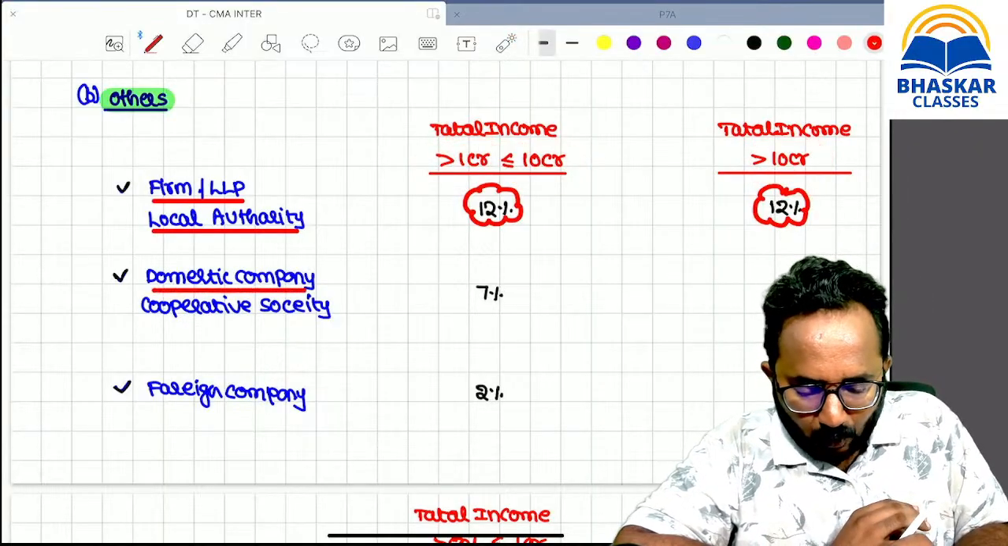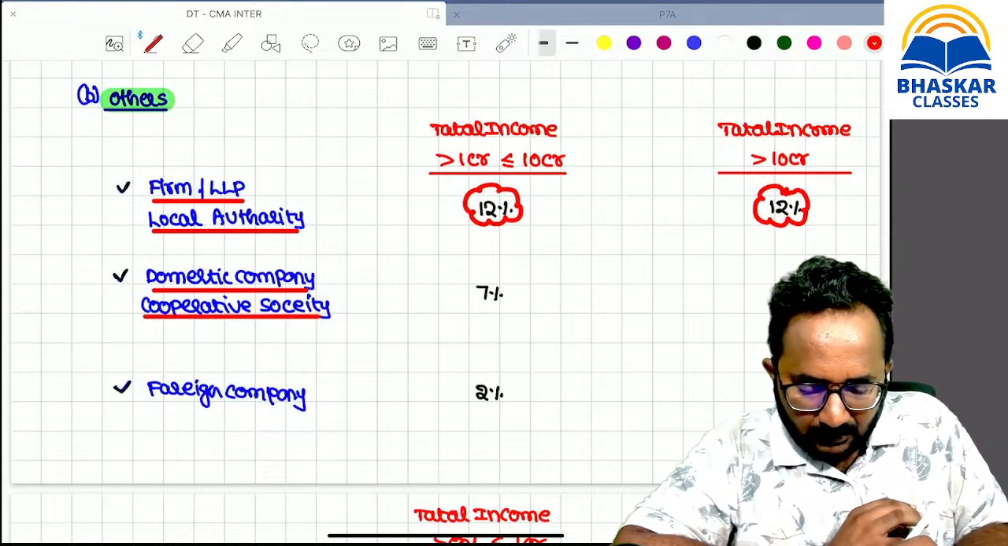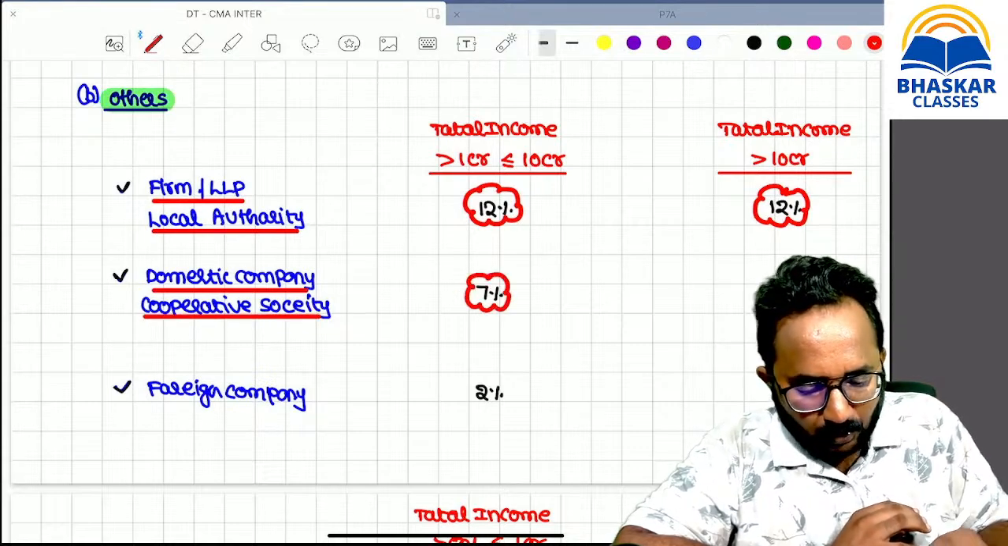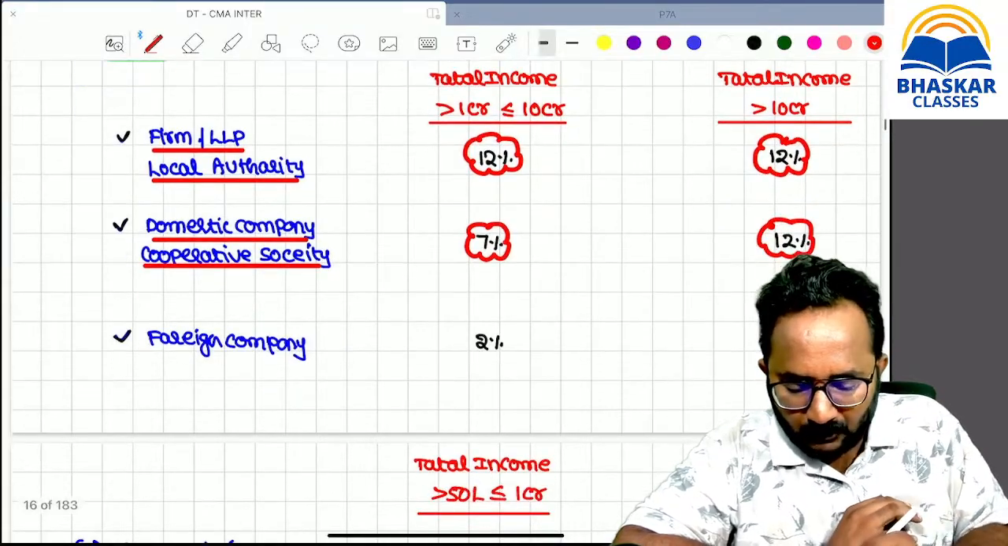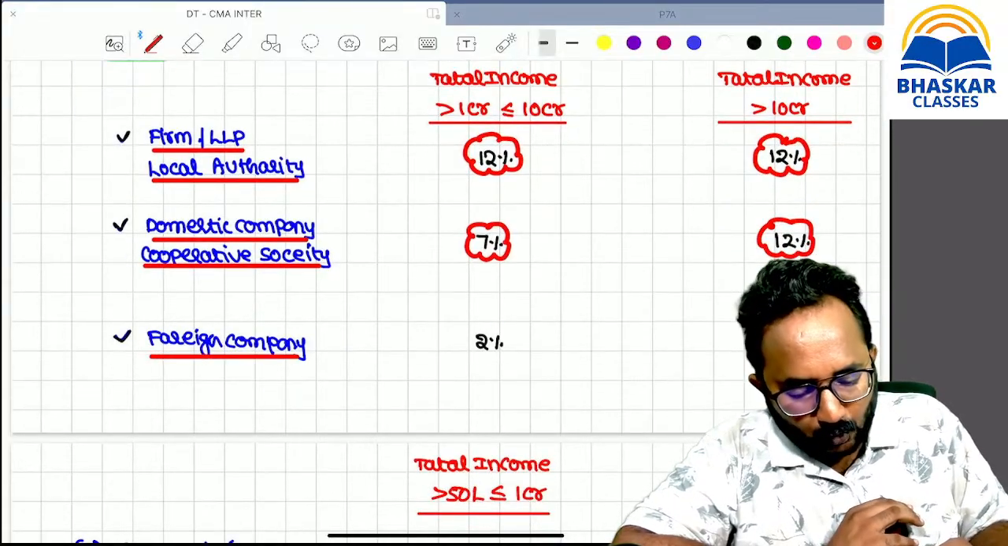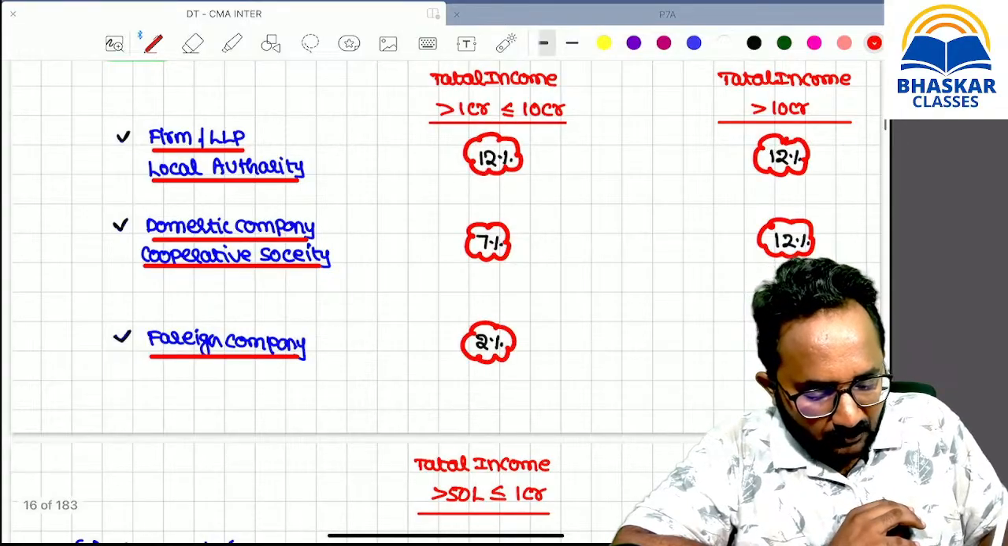Domestic company, cooperative society: more than 1 crore to 10 crore, 7%; more than 10 crore, 12%. Foreign company: just 2%, as well as 5%.